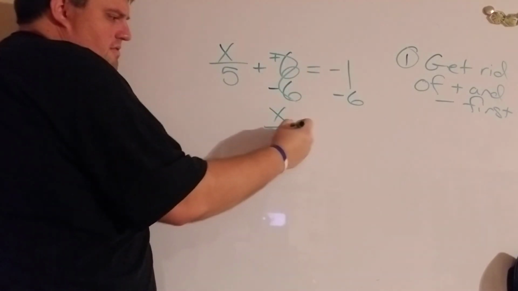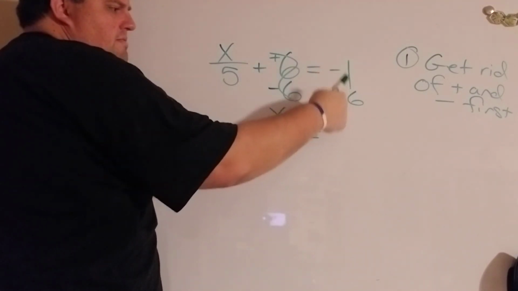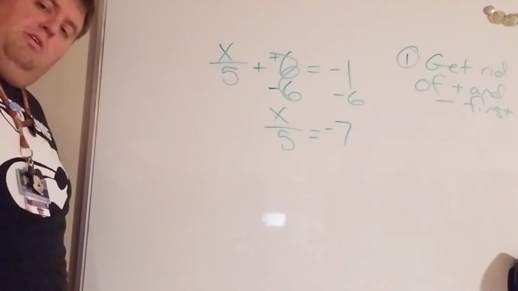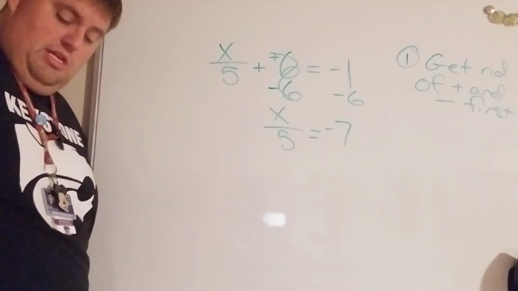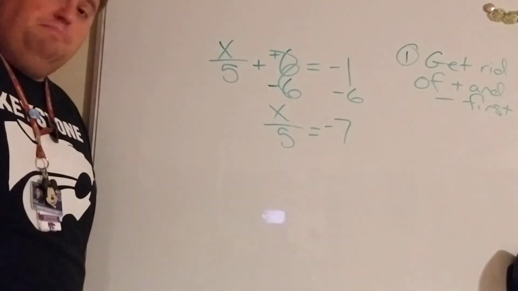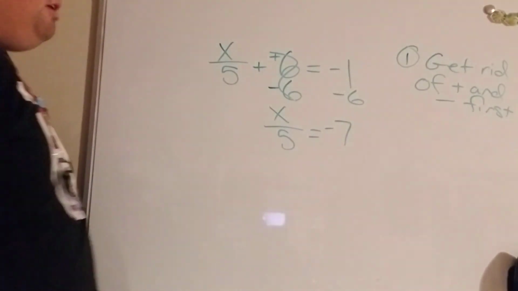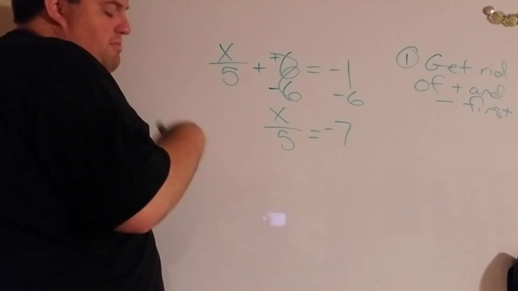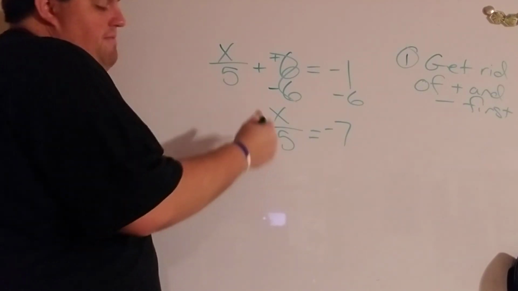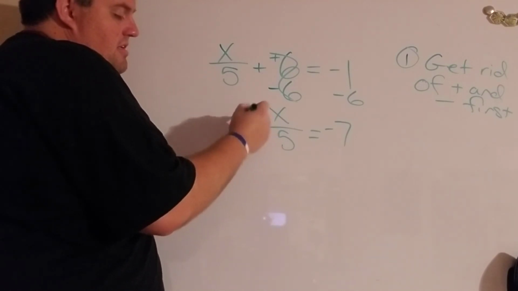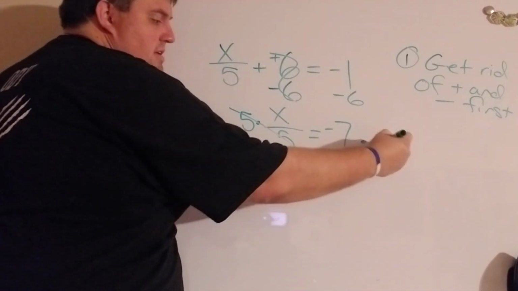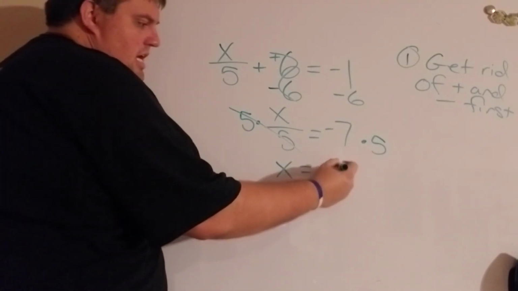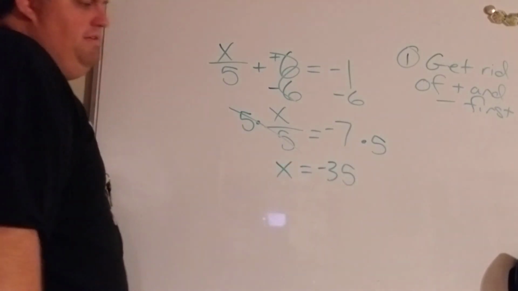So x over 5 equals negative 1 minus 6, which is negative 7. Careful with your subtracting and stuff, I know. Maybe that's a struggle for you. Definitely use a calculator, use Desmos. All those things are available to you. And now we have just x with one number. How do we get rid of divide by 5? We're going to multiply by 5. Multiply by 5, multiply by 5. And x is going to give me negative 35.